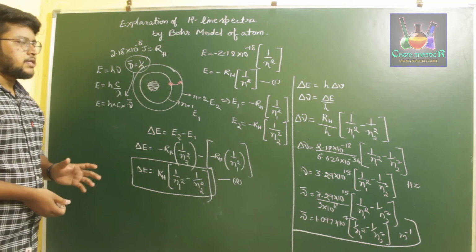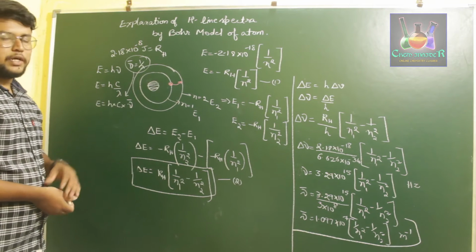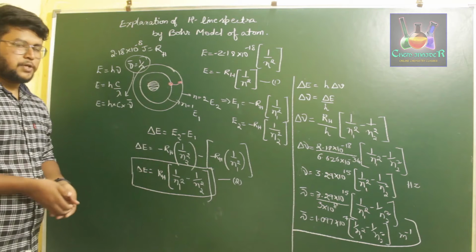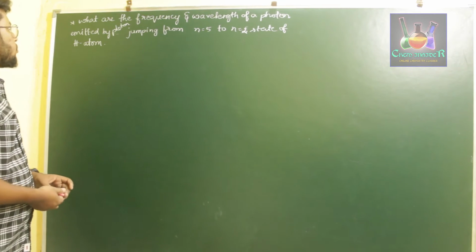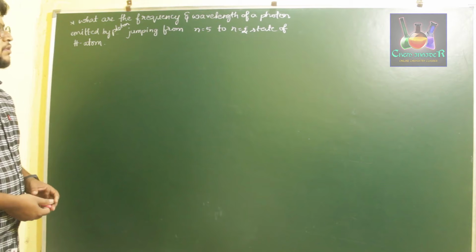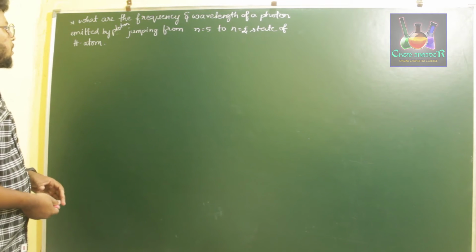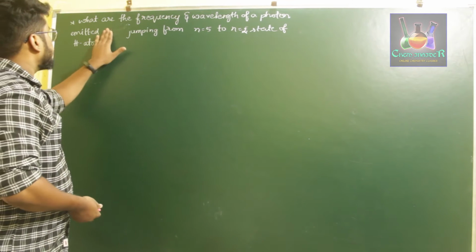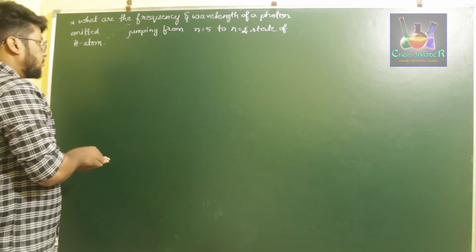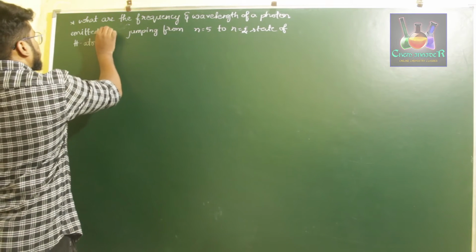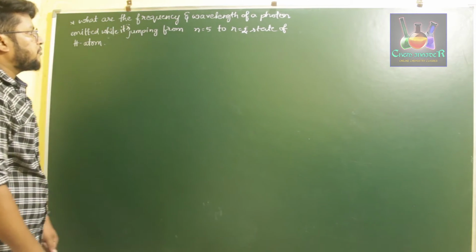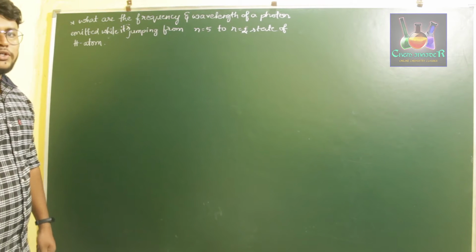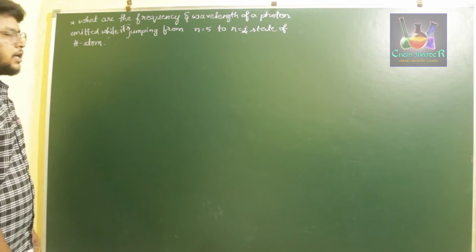So now let us solve an example. Let us solve a problem using that expression. We have been given a question. What will be the frequency and wavelength of a photon emitted while it is jumping from n is equal to 5 to n is equal to 2 state of hydrogen atom?